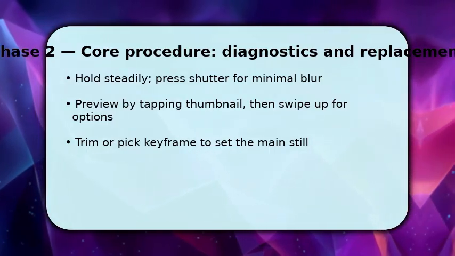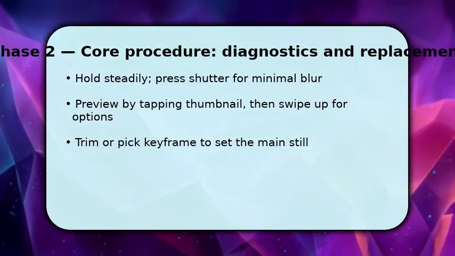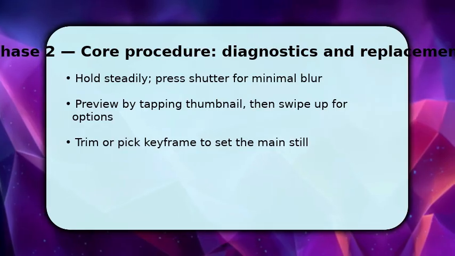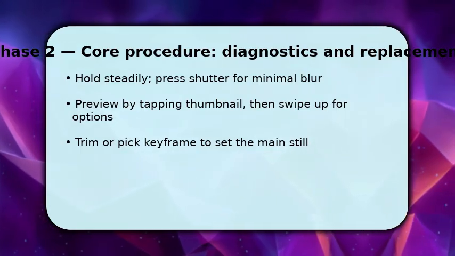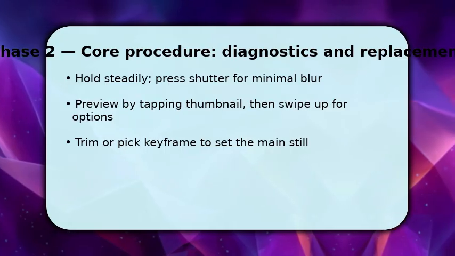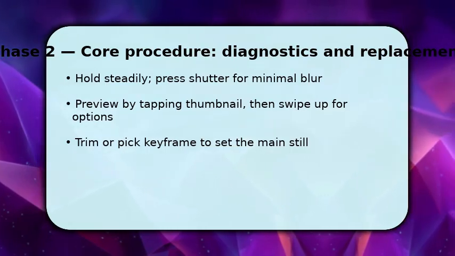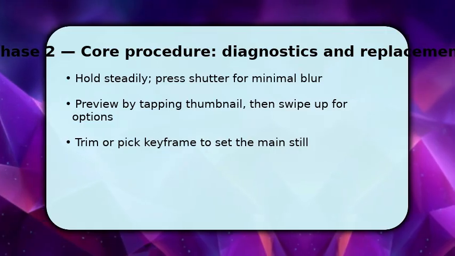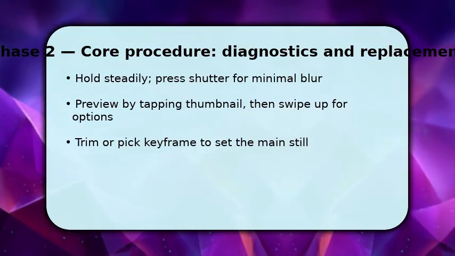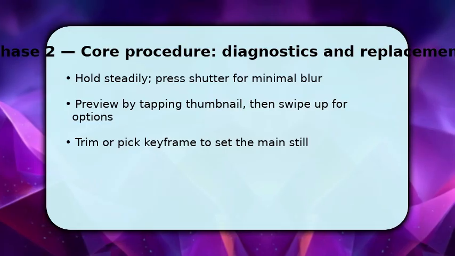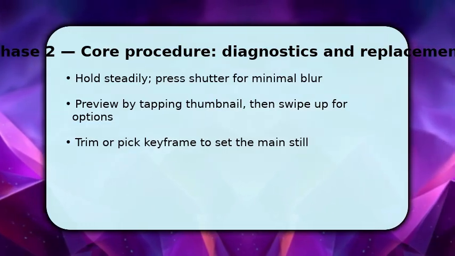After capture, tap the gallery thumbnail to review, swipe up to reveal live photo controls and a timeline where you can scrub frames. Then, trim start/end or choose a keyframe as the primary still so the image is exactly what you want. Because Live Photo stores multiple frames, this step lets you pick the best moment without reshooting.